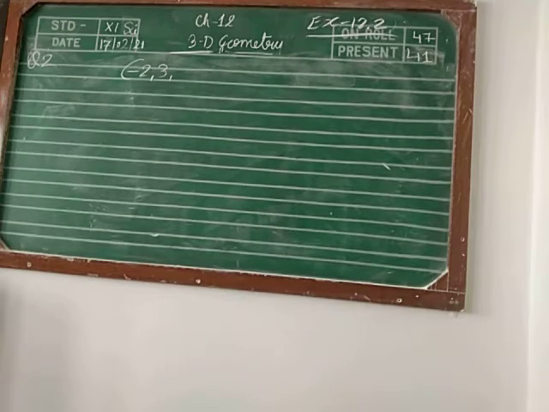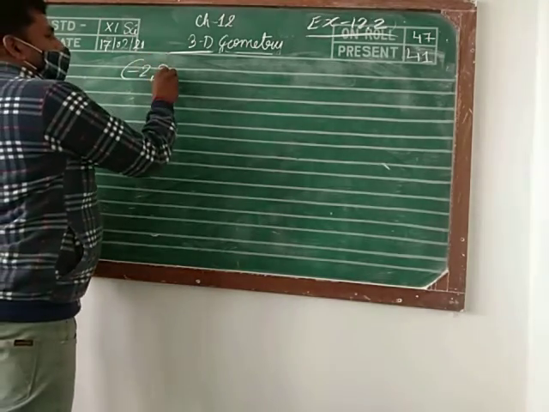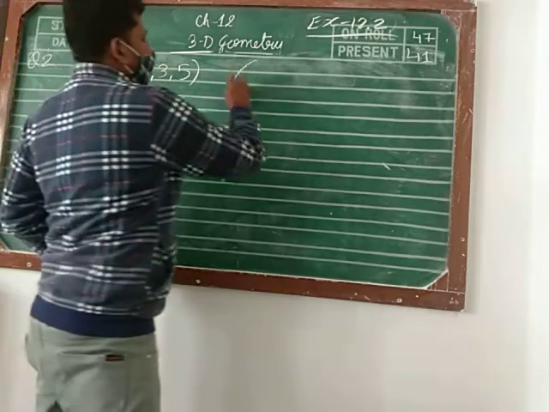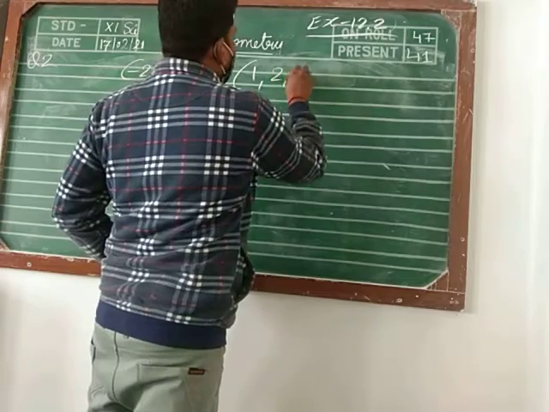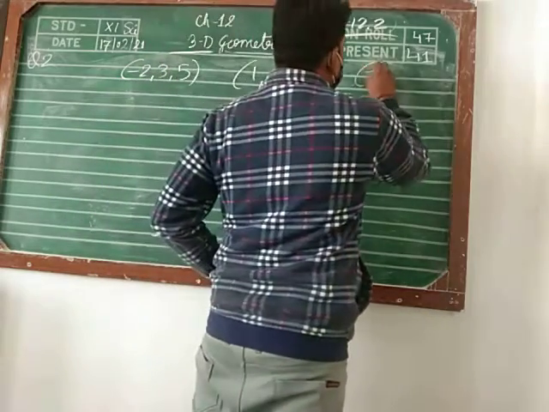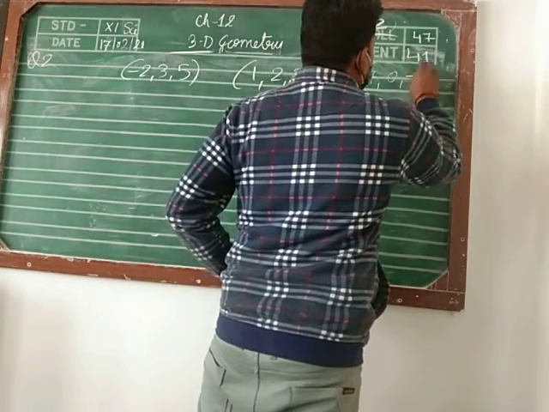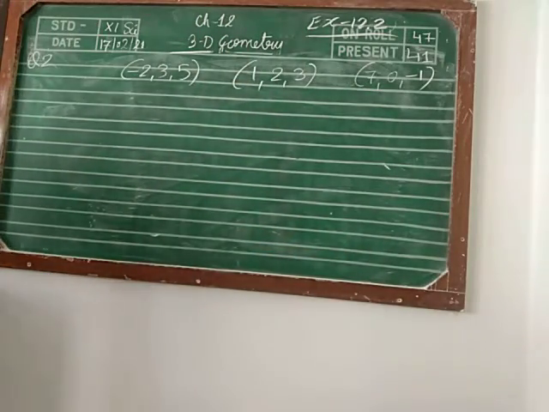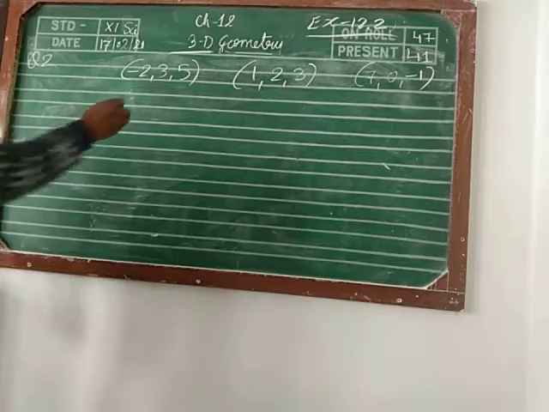Read the statement of question number 2. Show that the points (-2, 3, 5), (1, 2, 3) and (7, 0, -1) are collinear. Is the question clear? We have to show these three points are collinear.